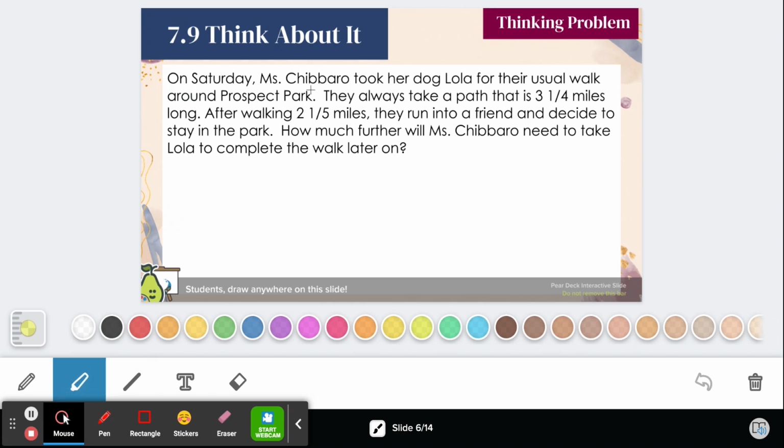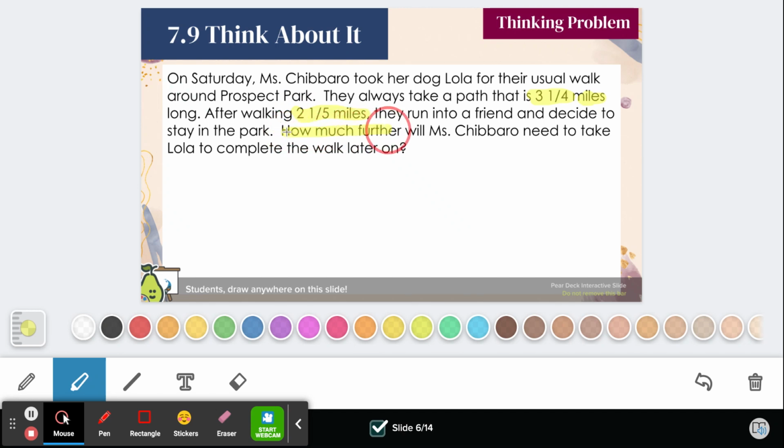So as I read it, on Saturday, Mr. Barrow took her dog Lola for their usual walk around Prospect Park. They always take a path that is 3 1/4 miles long. Now, I also notice that it's miles because I want to make sure that I'm always using miles. 3 1/4 miles long. After walking 2 1/4 miles, they run into a friend and decide to stay in the park.